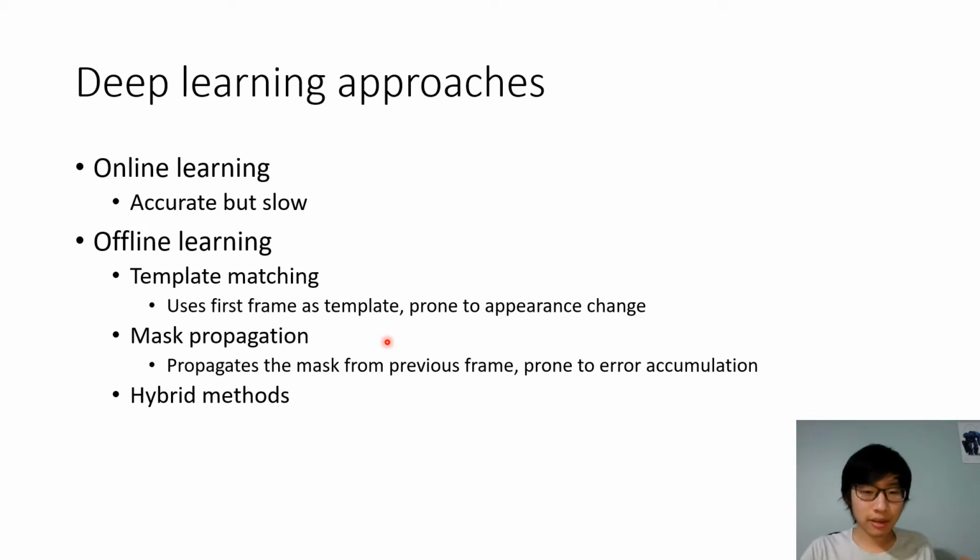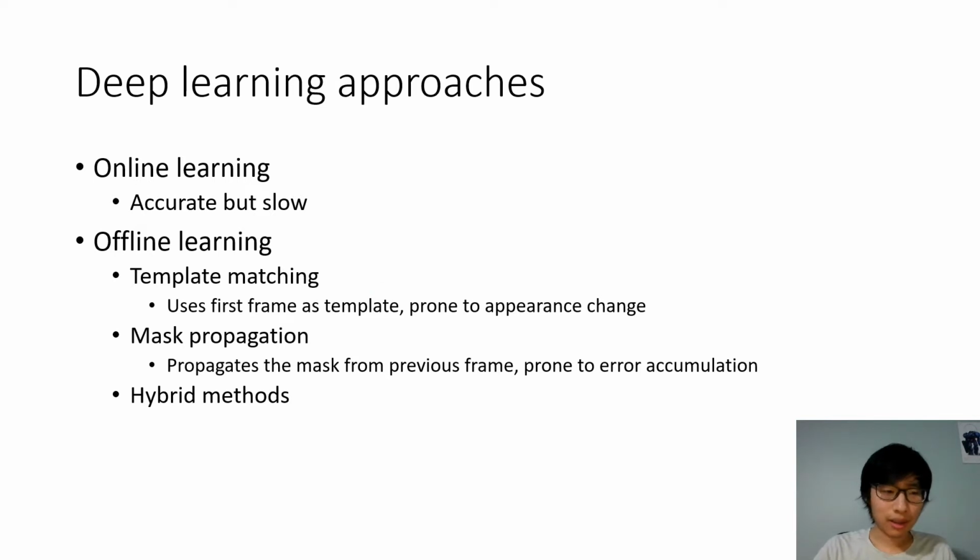If you use the last or the previous frame as a reference, then the problem is that the previous frame's segmentation result is also the prediction of the model. And if you make any mistakes on the previous frame, it will be carried over to this frame and onwards. Because both of these approaches have their own drawbacks, there are some hybrid methods proposed to combine these 2 approaches and mitigate both of the drawbacks.